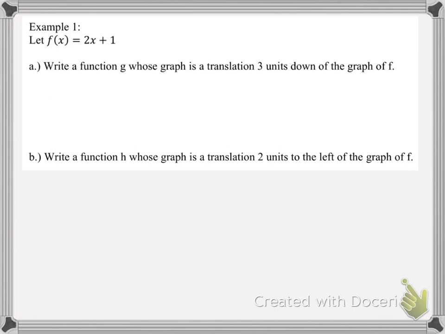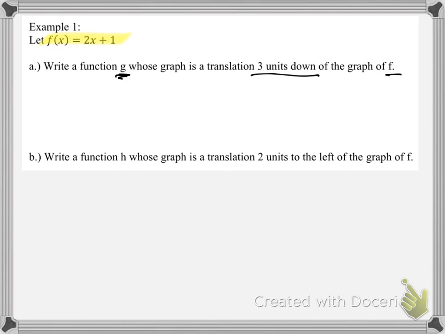Okay. All right, so let's do an example. So here's my original function. So this right here is my parent function. F of x equals 2x plus 1. So we want to write a function g. So we're writing a new function. We're going to name it g, whose graph is a translation. We want to go 3 units down of the graph of f. So I want to take this f function, whatever it looks like, and move it 3 units down.